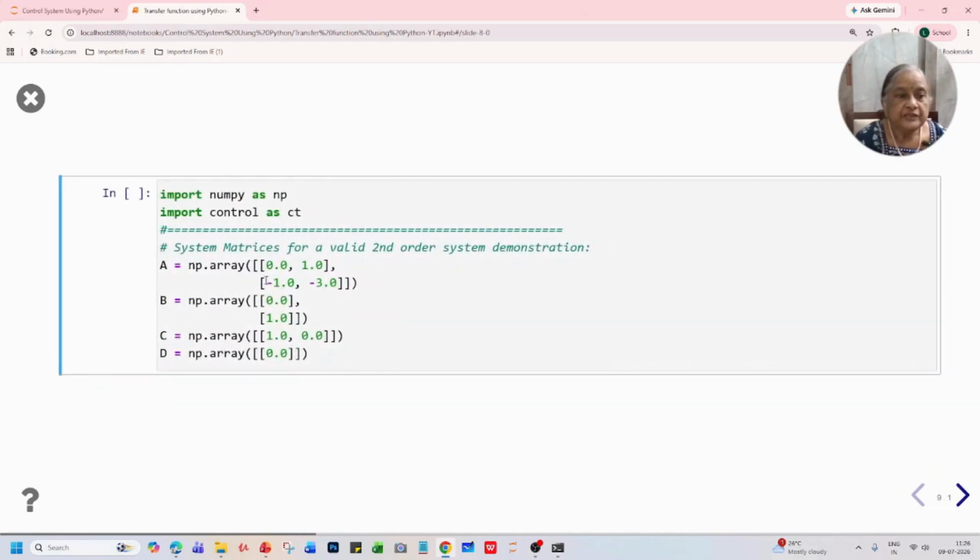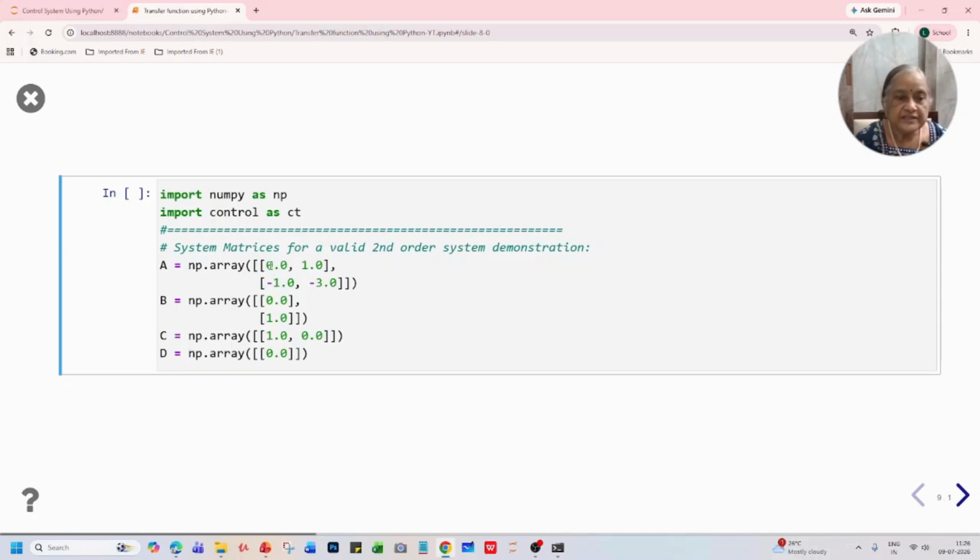So how can we give these matrices as inputs to ct.ss? Again, importing the libraries of NumPy and control. So how can we form these matrices? A is a state matrix of n by n, and here let us suppose that it is a 2 by 2 matrix with first row as 0 and 1, second row as minus 1 and minus 3. So each row is represented by means of an array, and a comma separates each row.